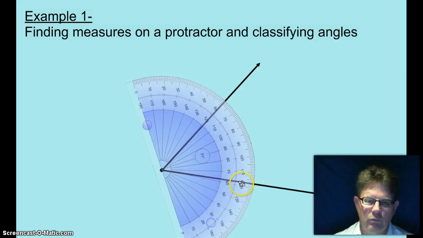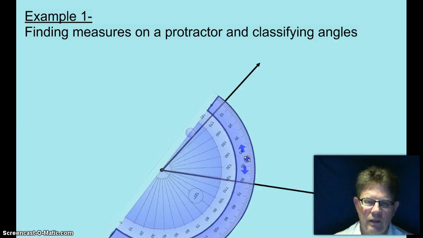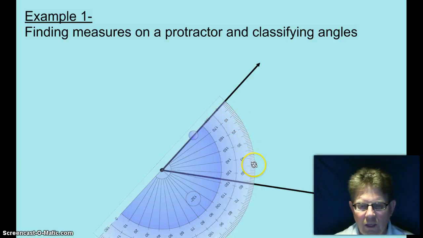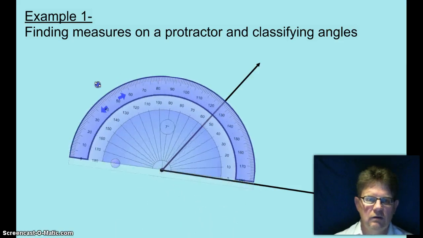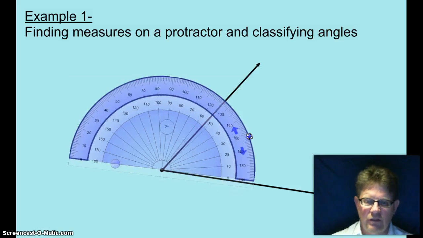If you lined it up with the other 0, then you would be using the outside scale, and we would again see that it's 0's on the outside now. 10, 20, 30, 40, 50. It's one tick past the 55. It's 56 degrees.